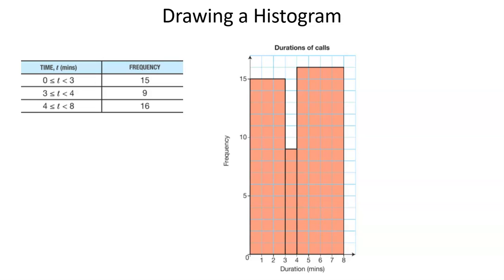And we've drawn a nice bar chart here. I mean, looks delightful. We've got huge towers for the 0 to 3 minutes, an even big one for the 4 to 8, and then not much happened in the 3 to 4 minutes. But actually, this is an appalling graph.